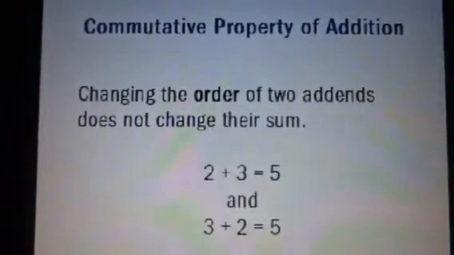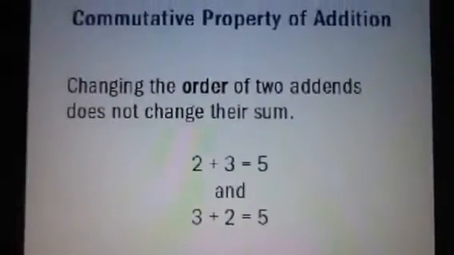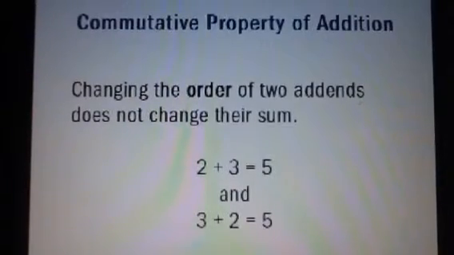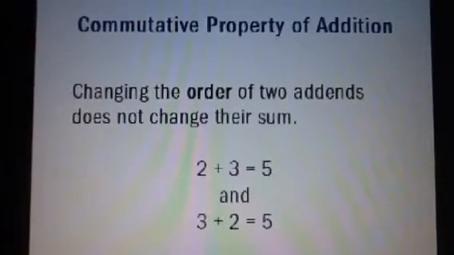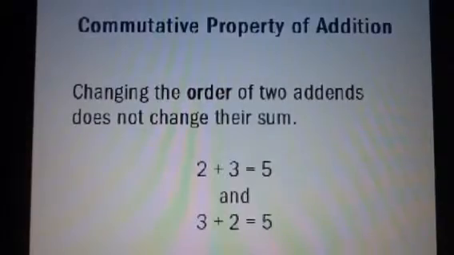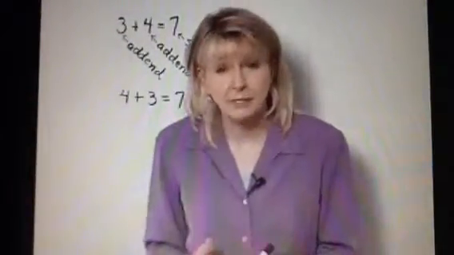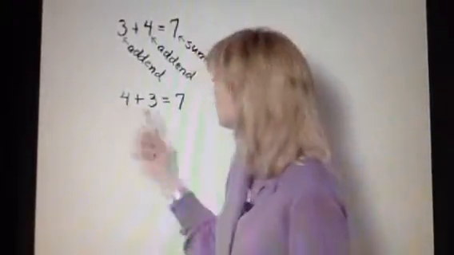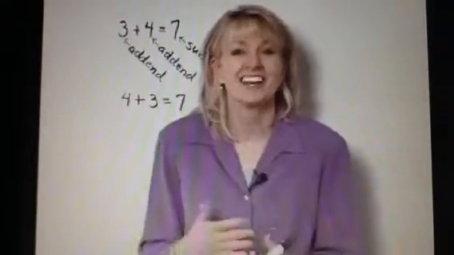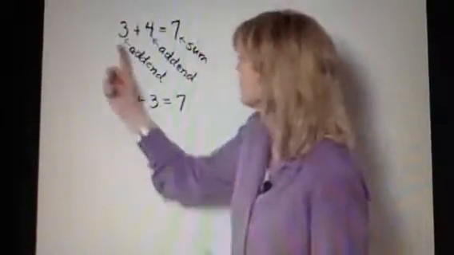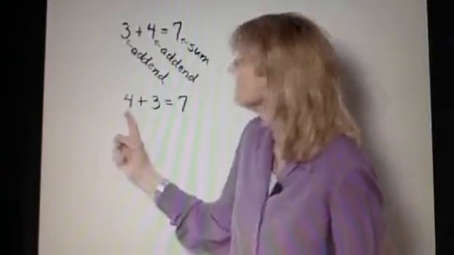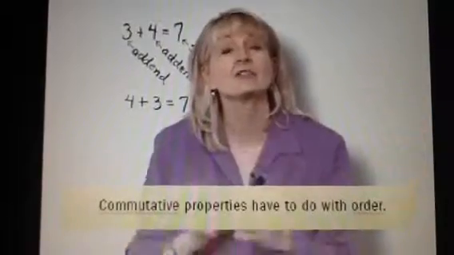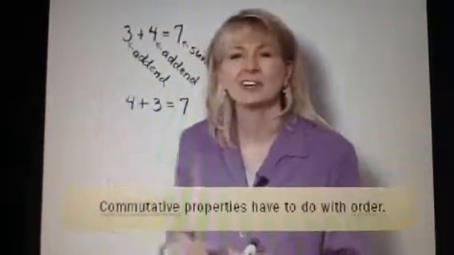Let's look at that property. The commutative property of addition: changing the order of two addends does not change their sum. For example, 2 plus 3 is equal to 5, and 3 plus 2 is equal to 5. Notice the vocabulary words used in that property: changing the order of addends. So make sure you know what an addend is. Does not change the sum. So here we have addend, addend, sum, and once again addend, addend, sum, or also total. And order has to do with commutative property. Here we're talking about addition.